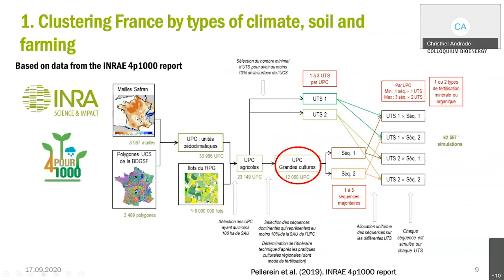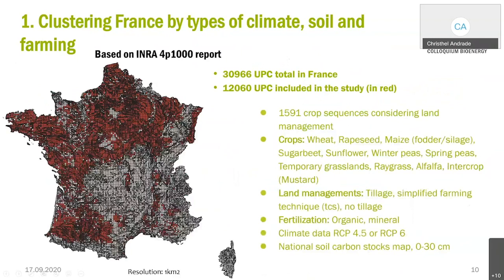Mixing all this information, we have 62,557 simulation units. So this map presents the units that we are using. The red ones are the UPCs that contain the main agricultural crops in France. So with this methodology, we have 1,591 crop sequences. When we consider the land management, we are considering 11 different crops, 3 types of land management, organic and mineral fertilization. We are modeling based on a future climate scenario, whether the RCP 4.5 or the RCP 6. And our initial SOC stocks come from the national map on the 0-30 centimeters.